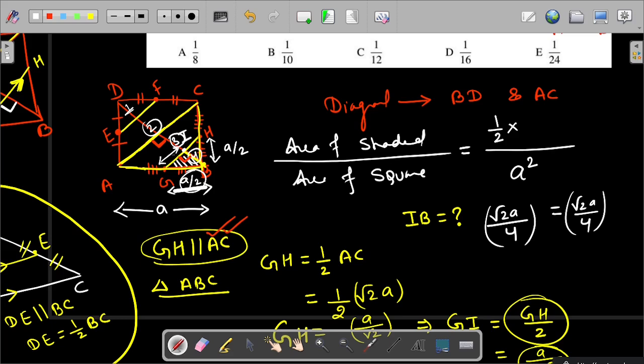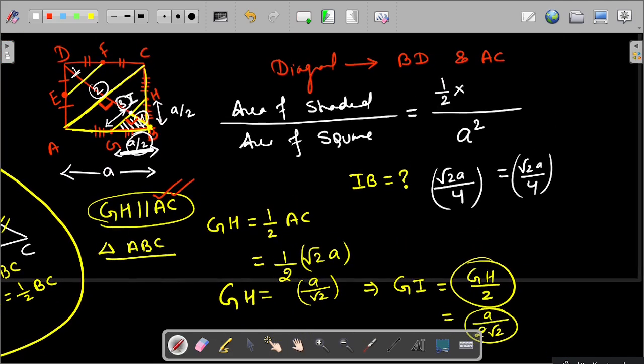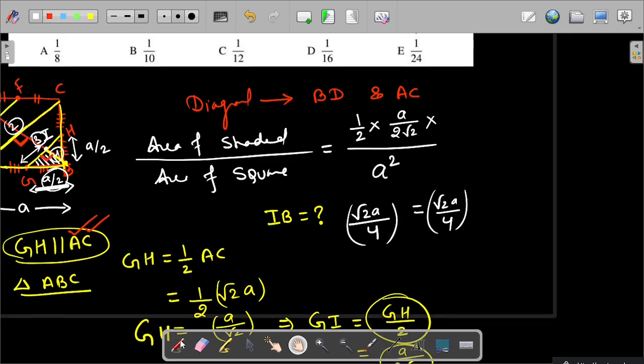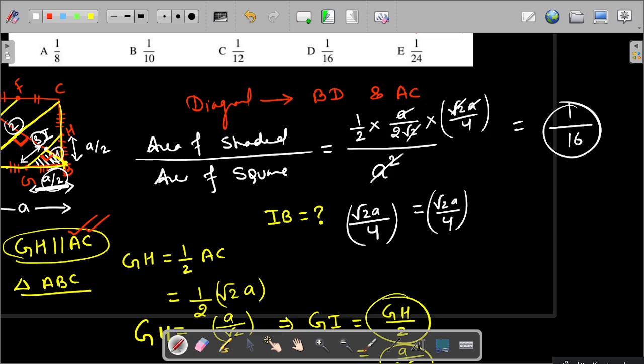So GI should be your base. We have already calculated our GI. GI is a upon 2 root 2. This is GI, into the next one, BI, which we already have here. BI is root 2 a upon 4. Now let us simplify this very carefully. This a square is going to cancel out, this root 2 is going to cancel out. So what we are getting is 1 upon 4 upon 4, so 1 upon 16. So we are getting the answer as D, and I think this should be the correct one.